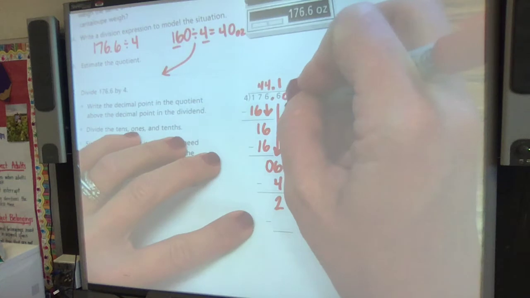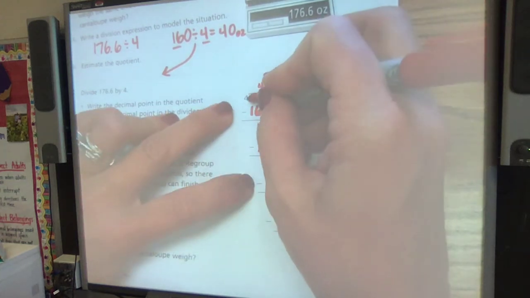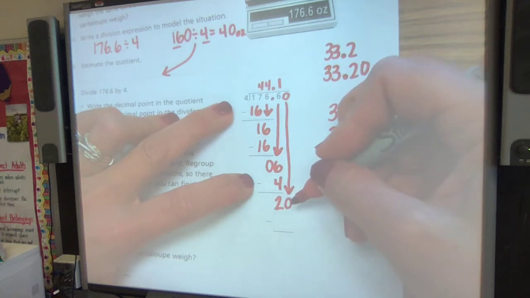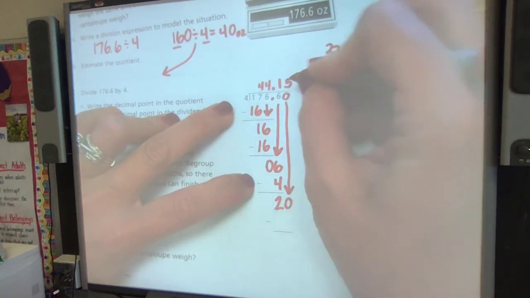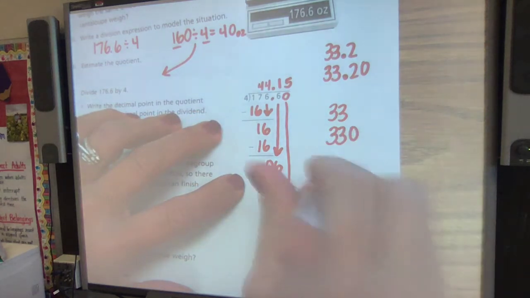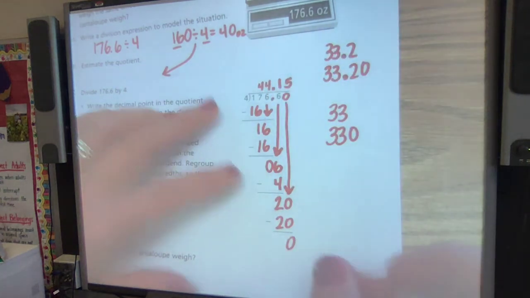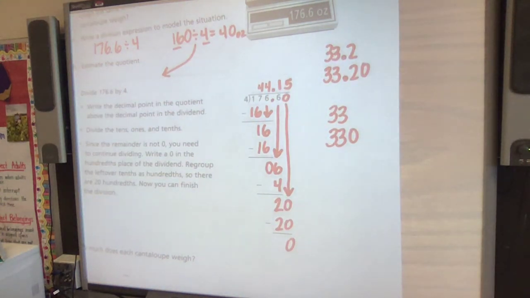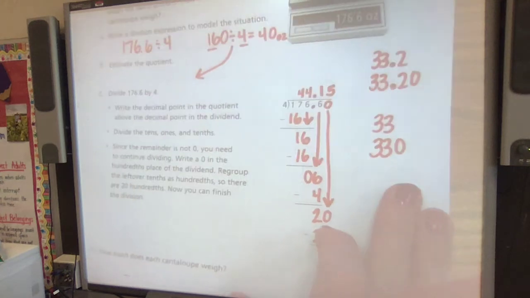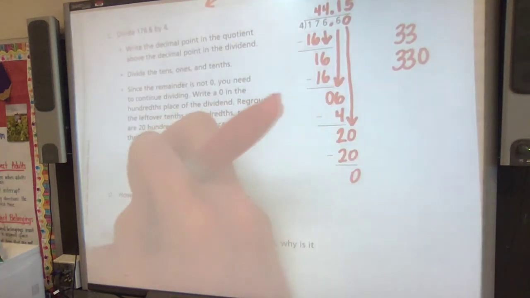So I add my 0, I'm going to bring it on down. How many times can 4 go into 20? We know that's 5 times because 5 times 4 is 20, and now I'm finished. Boys and girls, you may see sometimes that you need to add another 0 and bring it down and keep going. That happens sometimes. That's okay. You won't just do it once. Sometimes you'll do it more than once. All right, so our answer is 44 and 15/100 ounces.